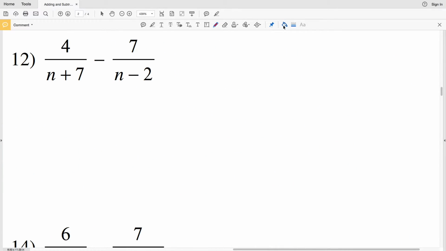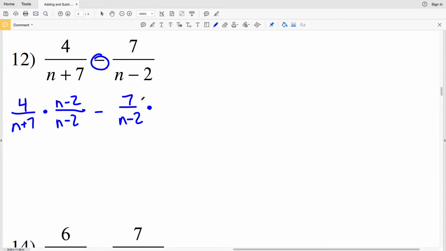In number 12, again, we're going to be multiplying each of our fractions by 1. And remember that 1 will be the other denominator over itself. So 4 over n plus 7 will be multiplied by n minus 2 over n minus 2. And then we'll subtract 7 over n minus 2, that quantity multiplied by n plus 7 over n plus 7. So now you can see n plus 7 times n minus 2 is equivalent to n minus 2 times n plus 7. So that's going to allow us to subtract our numerators.